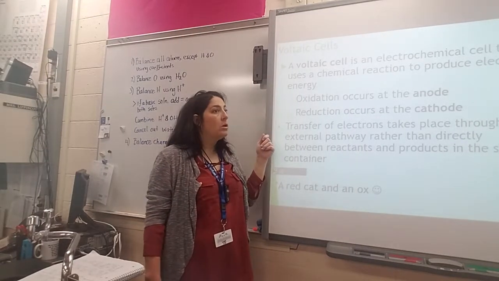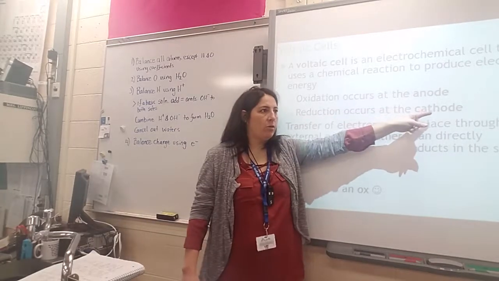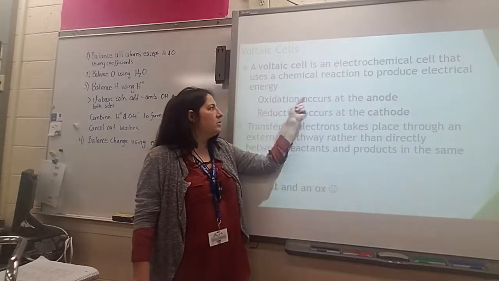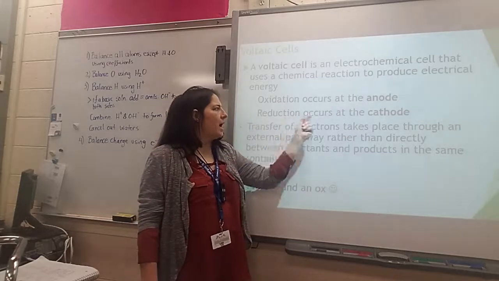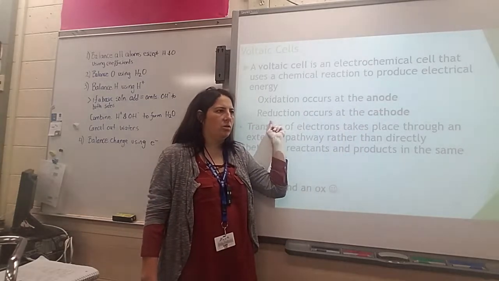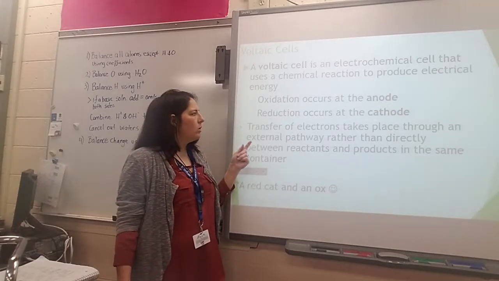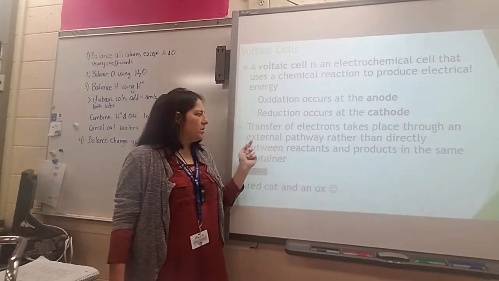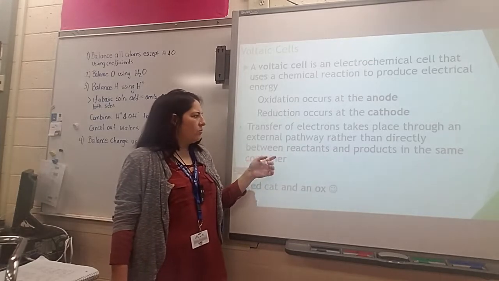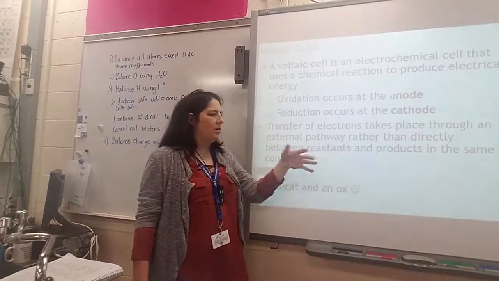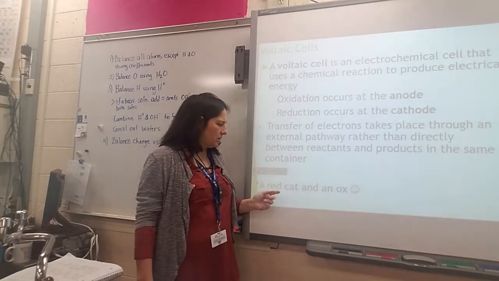What are they? Oxidation and reduction, anode and cathode. The anode is the metal where the oxidation is going to occur. And the cathode is going to be where the reduction reaction occurs. We're going to transfer electrons through an external pathway, and then we will also have something called a salt bridge that we'll get into, but not today, that will return some of those electrons back.